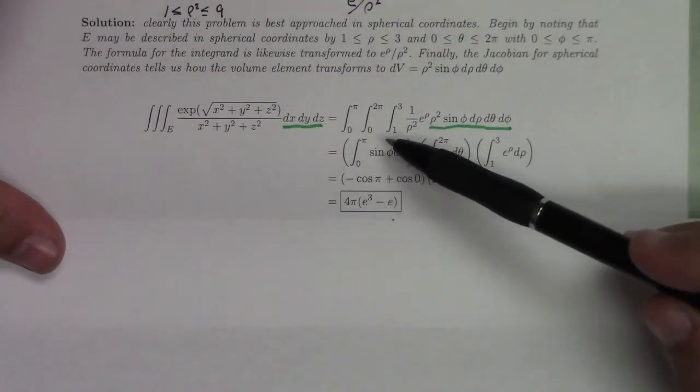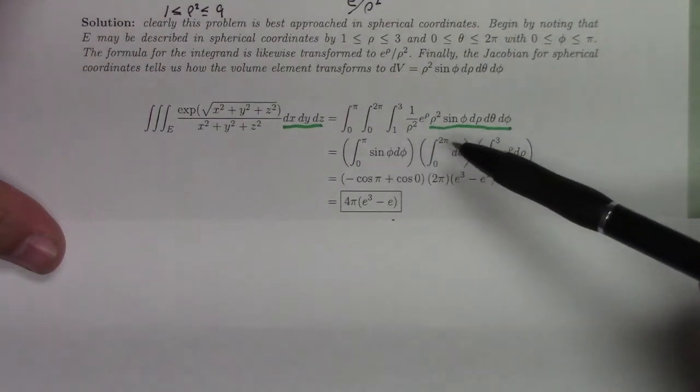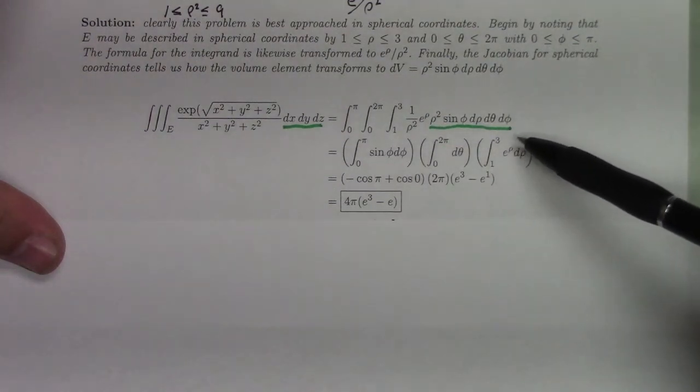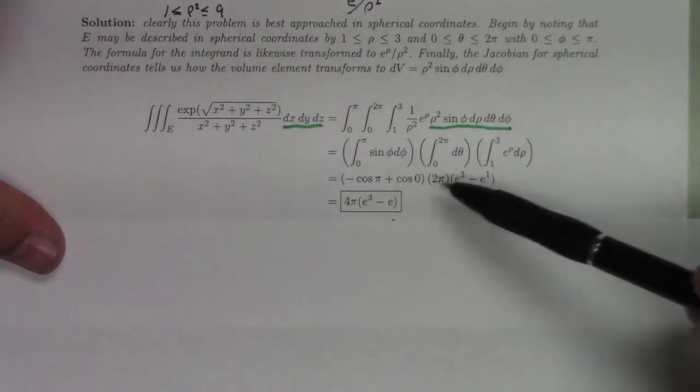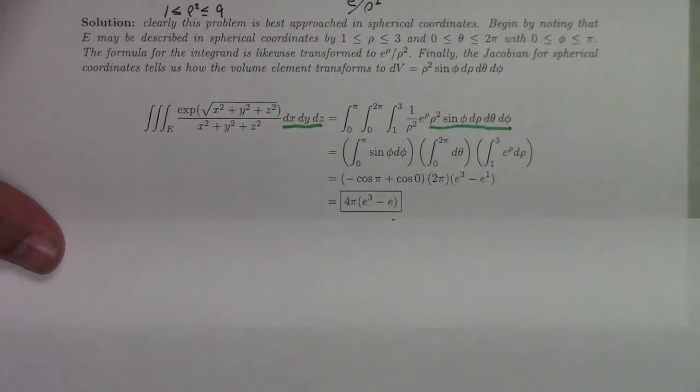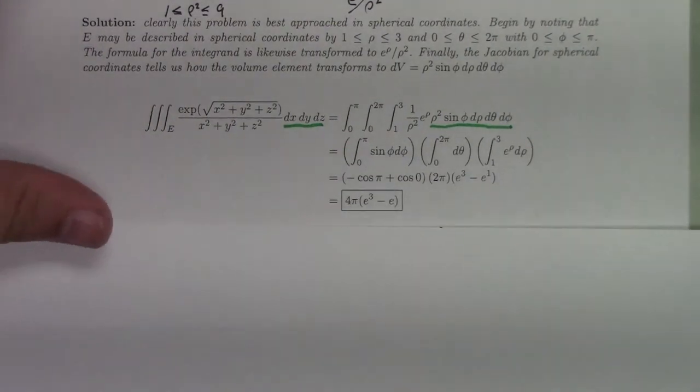So the integral of sine phi dφ from 0 to pi is 2. The theta integral gives me 2 pi, and the rho integral gives me e to the 3 minus e to the 1, so the answer is 4 pi (e cubed minus e). Yep.